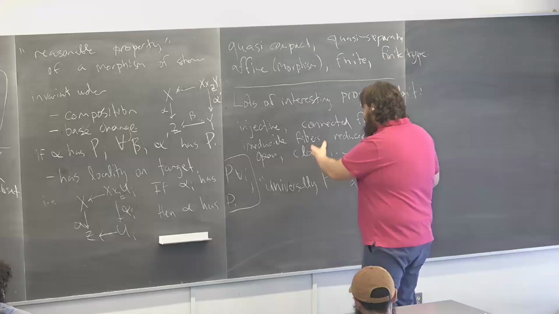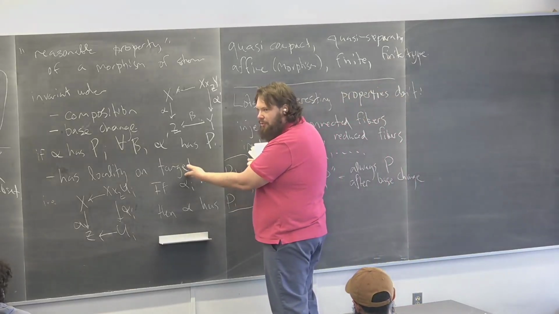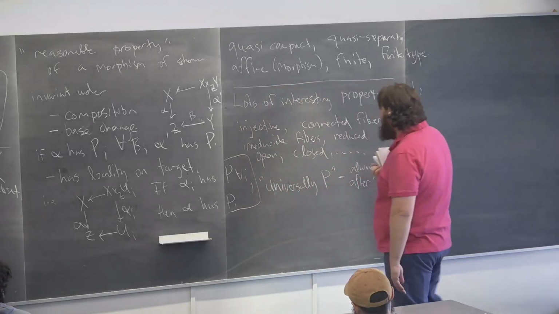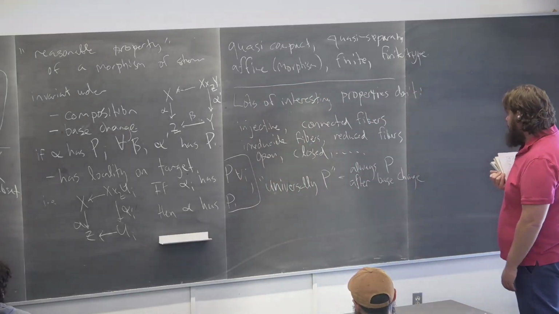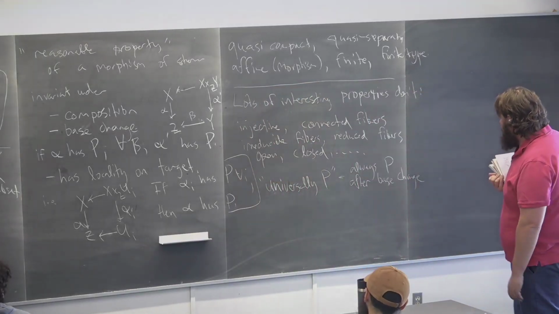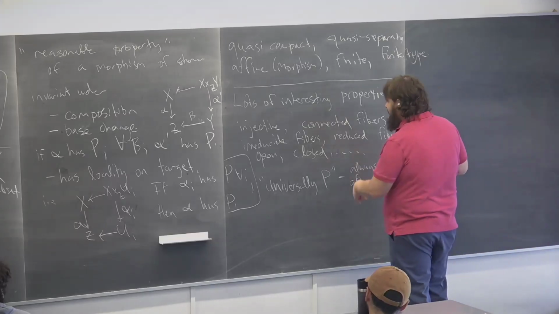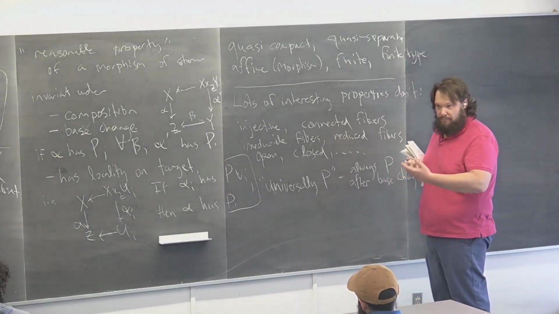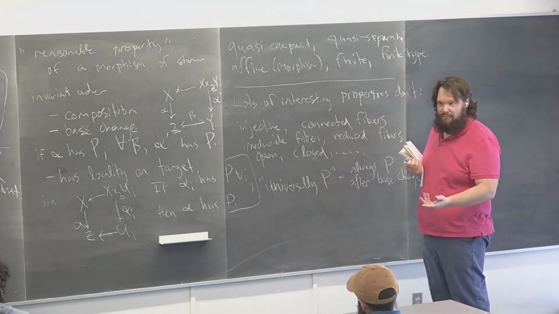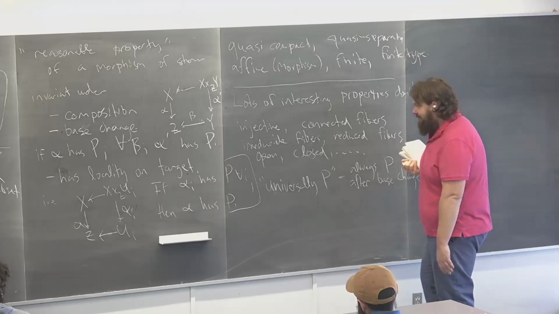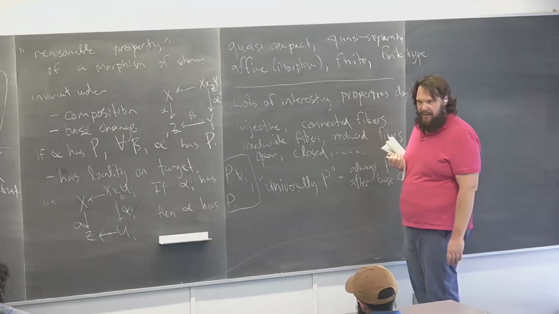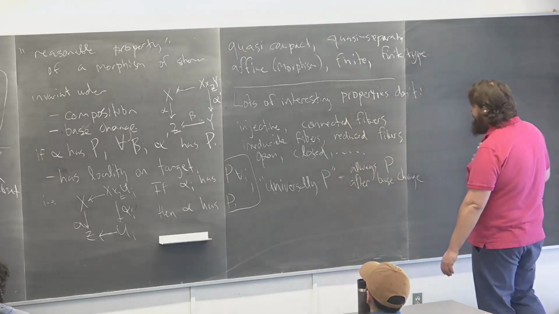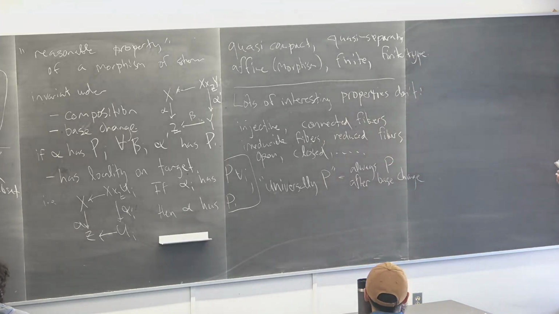So, I mean, these ones that are some statement about the fibers, they're obviously local on the target. And I think most of them do fine under composition. Basically, maybe not reduced, I'm not totally sure. If you have a map to something irreducible where the fibers are irreducible, the total space is going to be irreducible as well. That's basically what you're using. If you have a map to something connected where the fibers are all connected, the total space is going to be connected as well. So it's really base change that is sort of the most subtle thing.